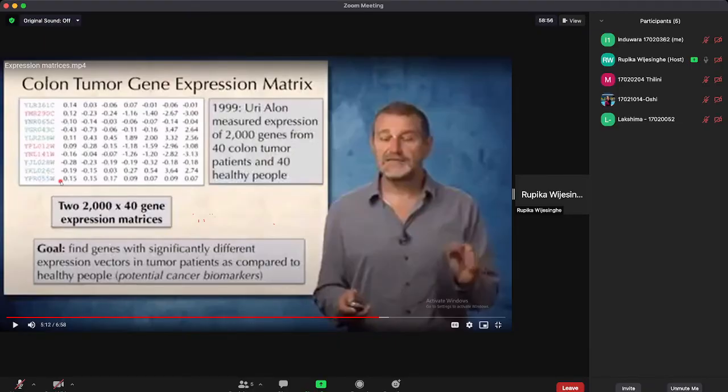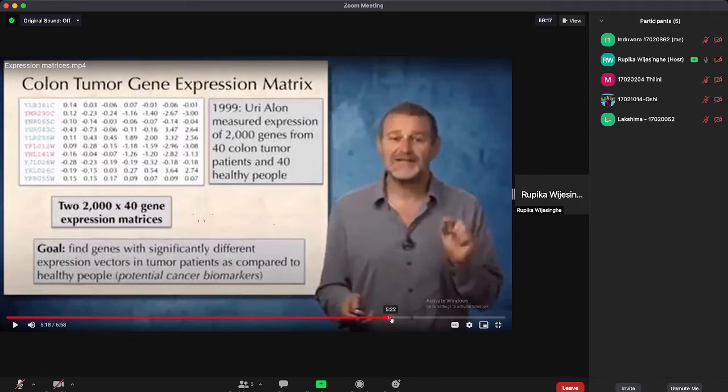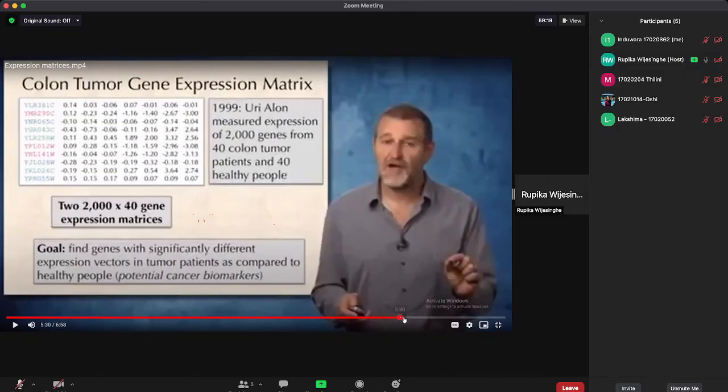So that is actually a whole area in machine learning, right? Reducing the dimensionality. Okay, so that's a good question. So, moving on.